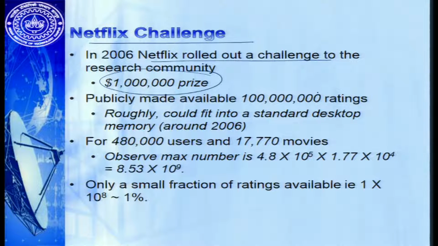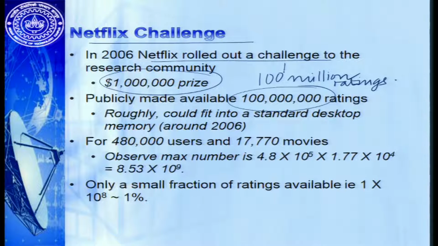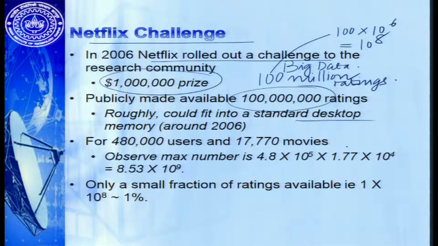And what happened in that challenge is it made available 100 million ratings. So 100 million ratings were made available. So you can see that is basically your big data, a large amount of data, which, if you look at 100 million, that is 100 into 10 power 6 equals 10 power 8 ratings, which could fit into a standard memory of a standard desktop.